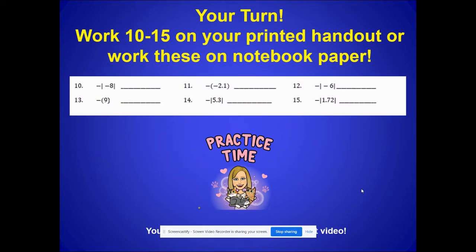So now we are going to do a little bit more practice on your paper, whether you have printed the handout or on your notebook paper. Only do numbers 10 through 15. Once you have completed 10 through 15, you may start the next video and we will check our answers.